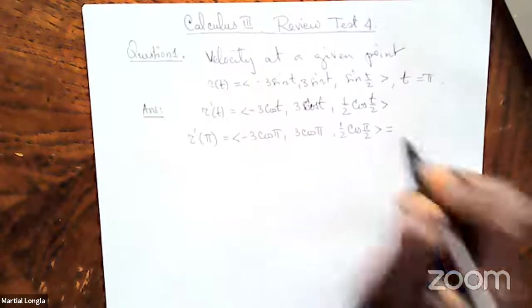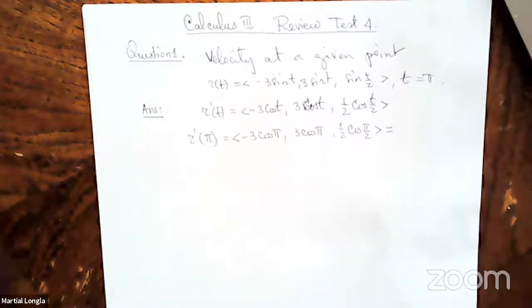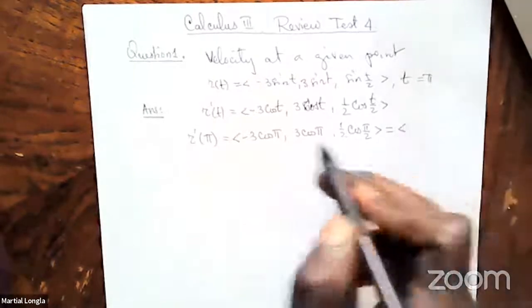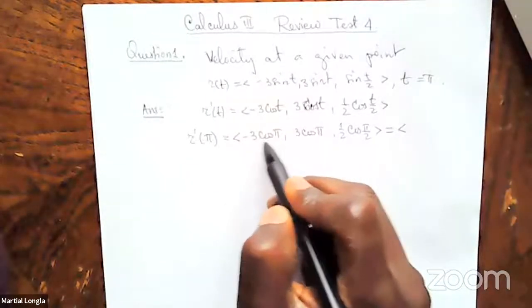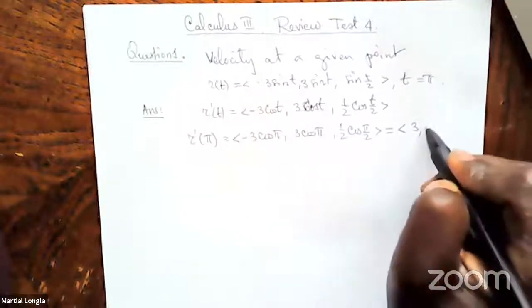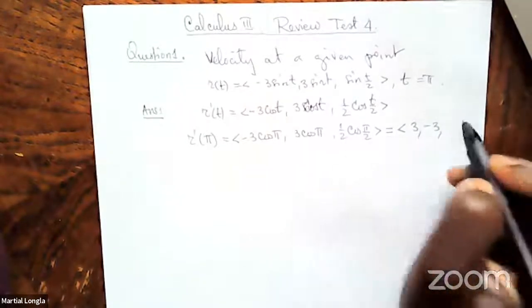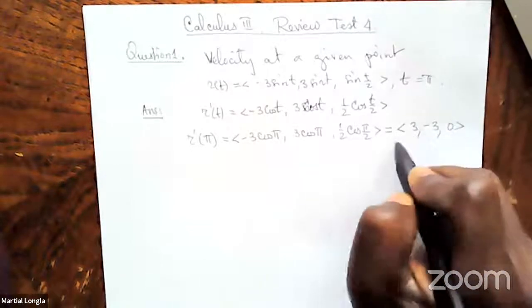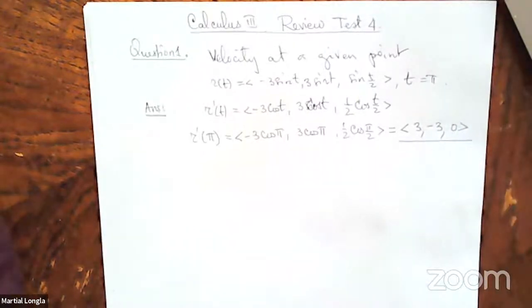You lose nothing by writing that down before seeing what the answer is. Cosine of pi is negative 1 times negative 3, that's 3. So this is negative 3. Cosine pi over 2 is 0. In this case, that's what you get as answer.